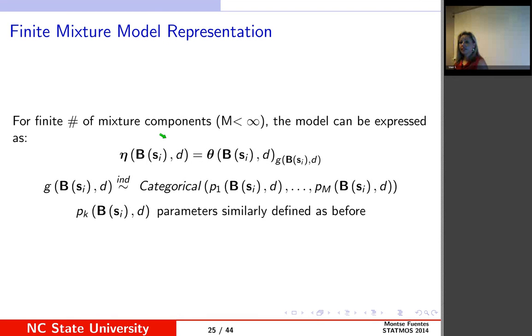The probabilities change across space and time with the kernels, as we have seen, and the thetas change with pollutant, they change with the birth effect of interest, and they change also across space and time.